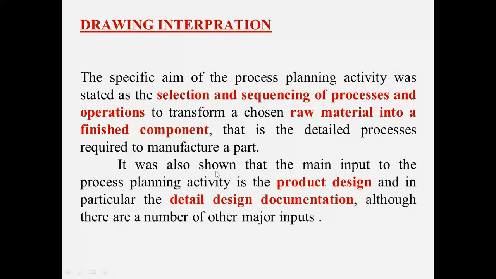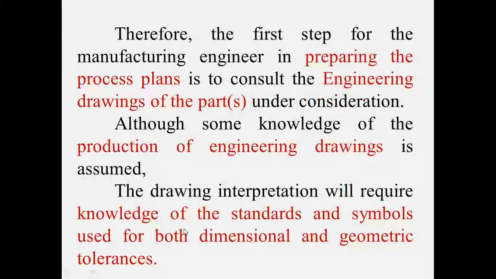So it was also shown that the main input of the process planning activity is the product design, and in particular the detailed design documentation, although there are a number of other major inputs. Therefore, the first step of the manufacturing engineer in preparing a process plan is to consult the engineering drawing of the parts under consideration. So based on the engineering drawing of the parts, we have to prepare a process plan.